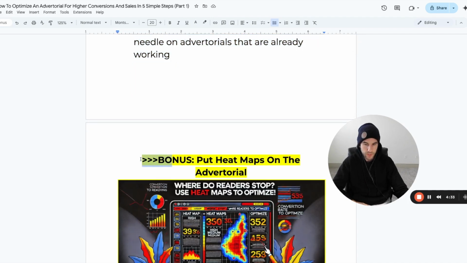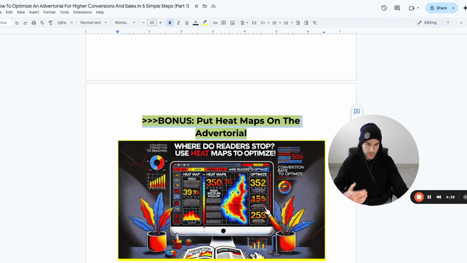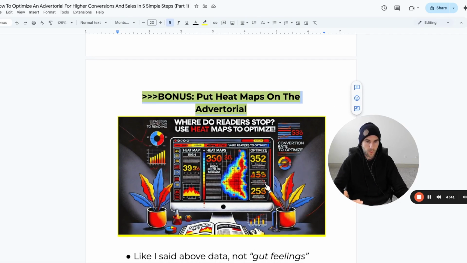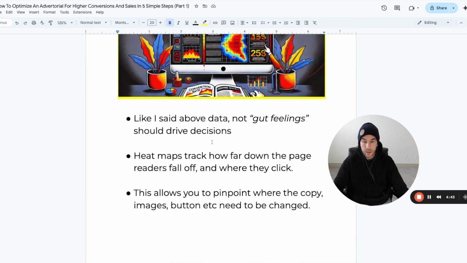Now, I put this first as a bonus just because it ties in really well with the whole idea of data. And that is: put heat maps on your advertorial. One of the reasons I really like this is because, like I said above, data, not gut feelings, should really drive the decisions of what we're making. So when you put a heat map on an advertorial, it tracks how far down the page the reader falls off, where they click, all those kinds of things.